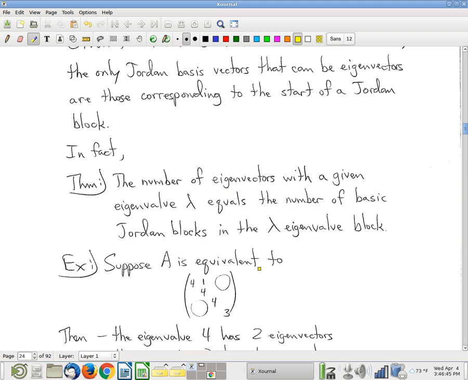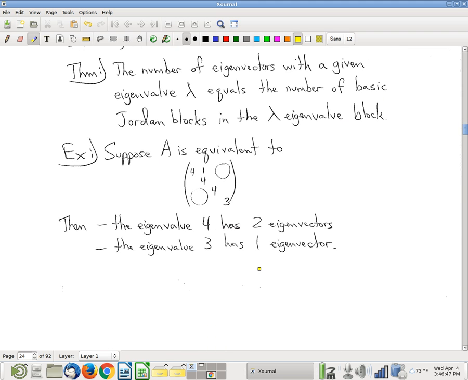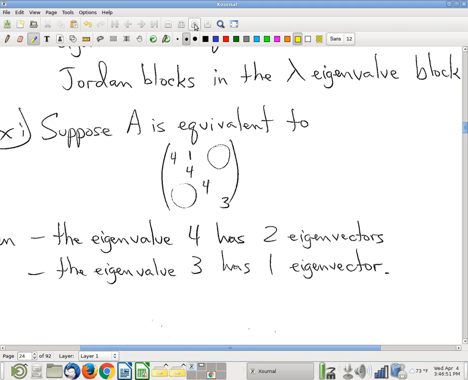Okay, so an example. Let's look at this matrix here, and let's highlight what the Jordan form is. Here's the first eigenvalue block. Here's the next eigenvalue block. Here are the basic Jordan blocks.